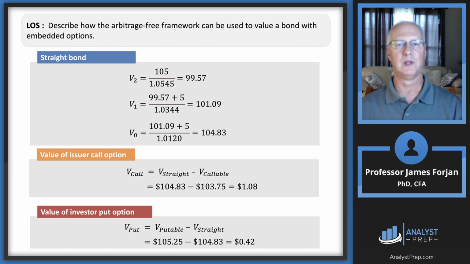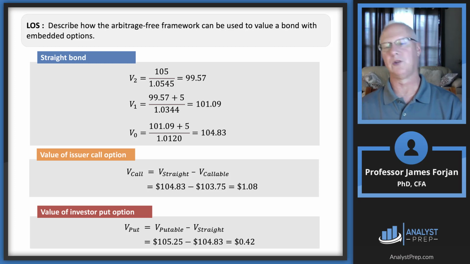All right, so let's go ahead and do the third step, the value of the straight bond. We're just going to discount those back. That's simple backward induction that we did in the previous reading, and we get the 104.83 for the option-free bond. And then we can use those two equations that I showed you from those previous slides, and they're repeated here. Value of the call, what is that? $1.08. Value of the put, 42 cents.